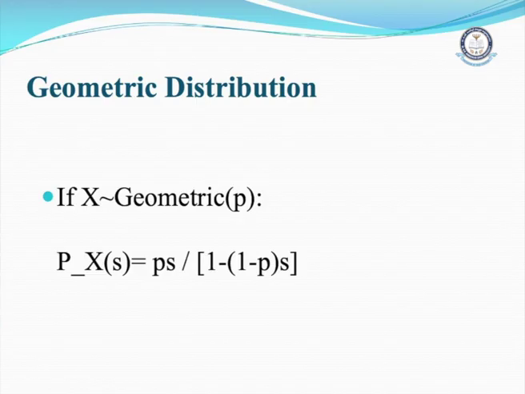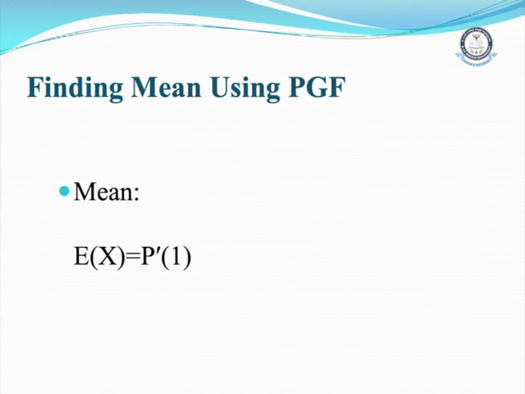Okay, geometric distribution. This is one of the discrete distributions. In this geometric distribution, the parameter is p. What is the probability mass function of the geometric distribution? p q^x. Here we apply this probability mass function, and we get the probability generating function of the geometric distribution as ps by 1 minus qs, where q is nothing but 1 minus p.